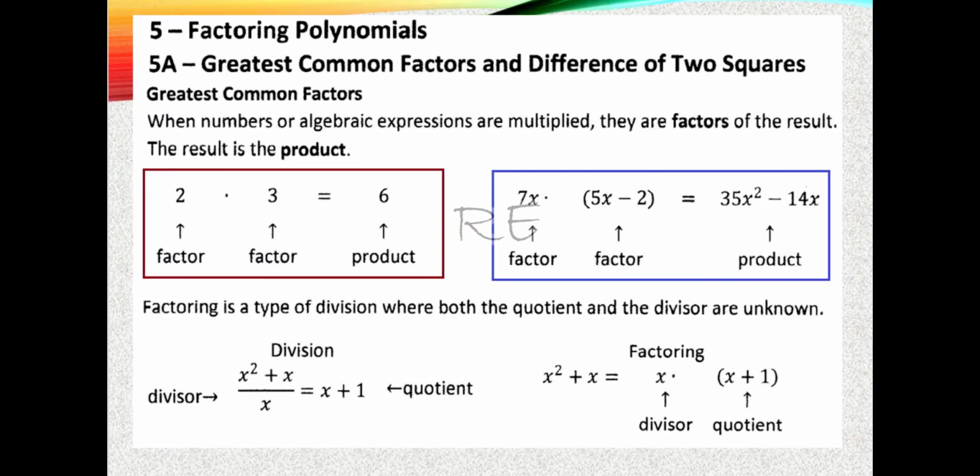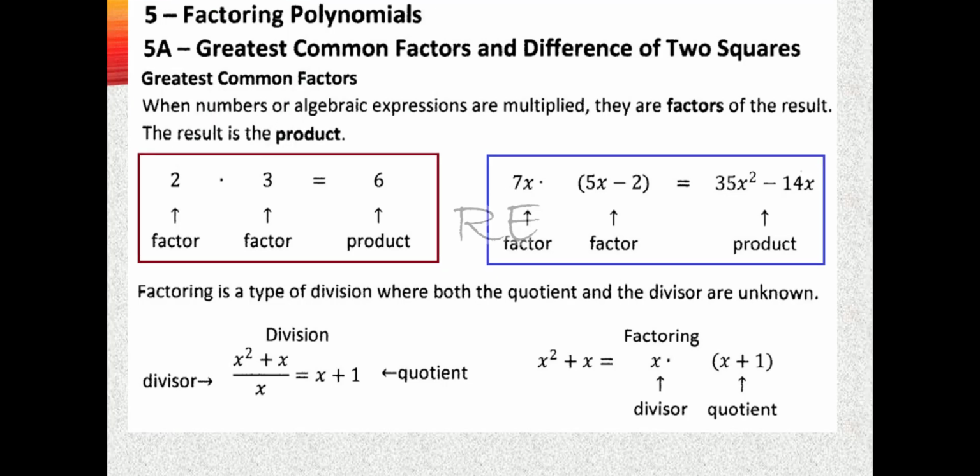When two or more numbers are multiplied together, the result is a product, and those numbers are called factors. For example, 2 times 3 is equal to 6. 2 and 3 are factors of 6. The factors of 35x squared minus 14x are 7x and 5x minus 2.